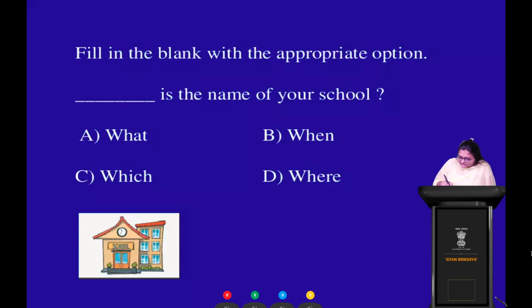Okay, so your time starts now. Think and give me your responses. Go ahead. Okay, chalo. Dash is the name of your school. So which option do you think is the correct option here? Okay, go ahead. All right. Okay, very good. So the correct option is, of course, option A, right? What is the name of your school? Option A.